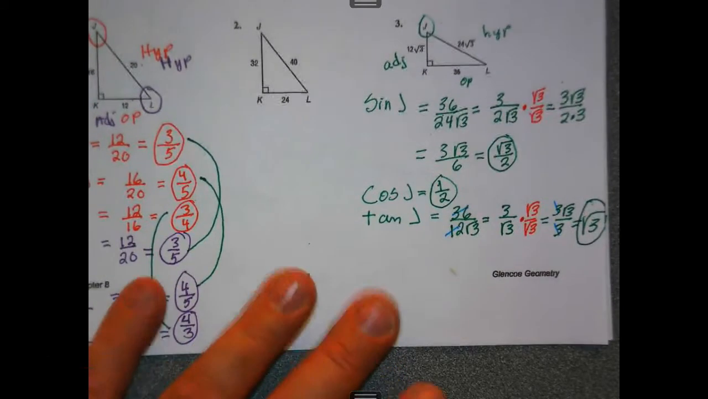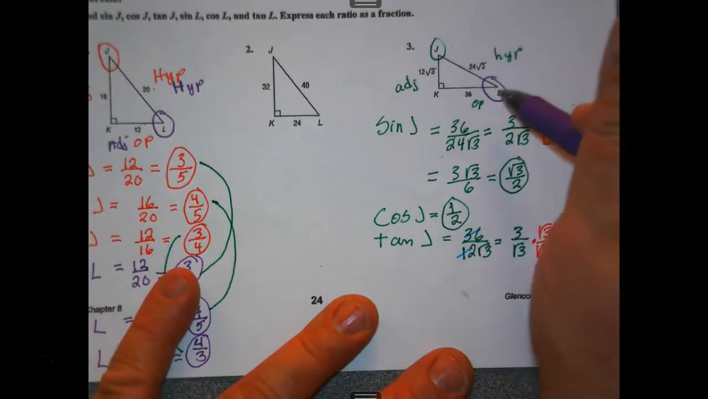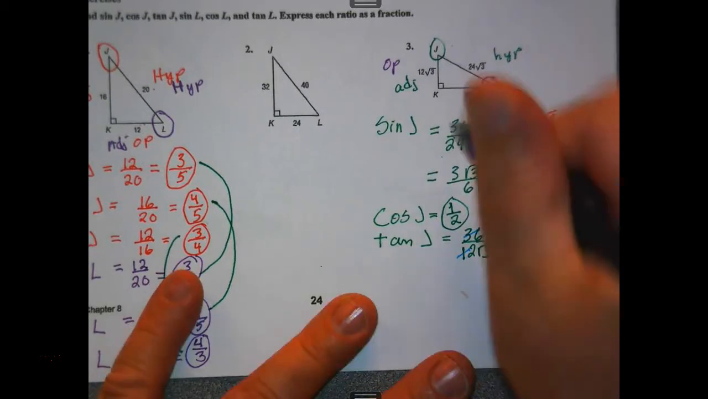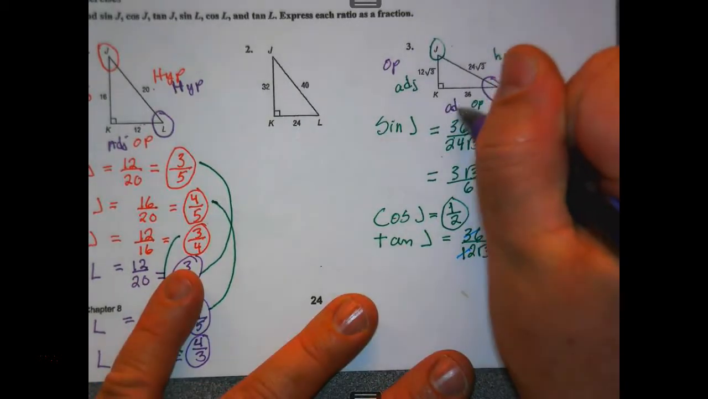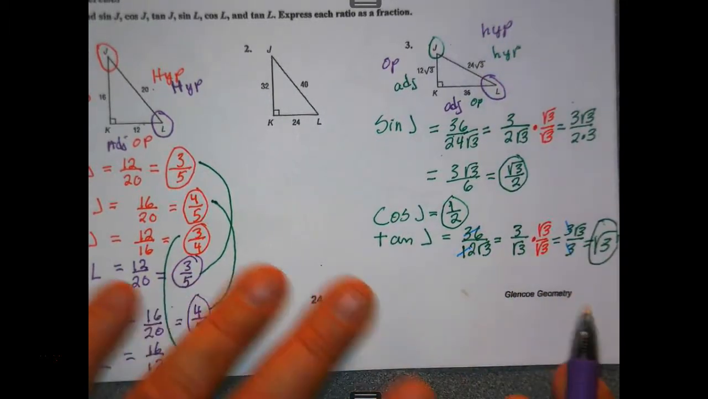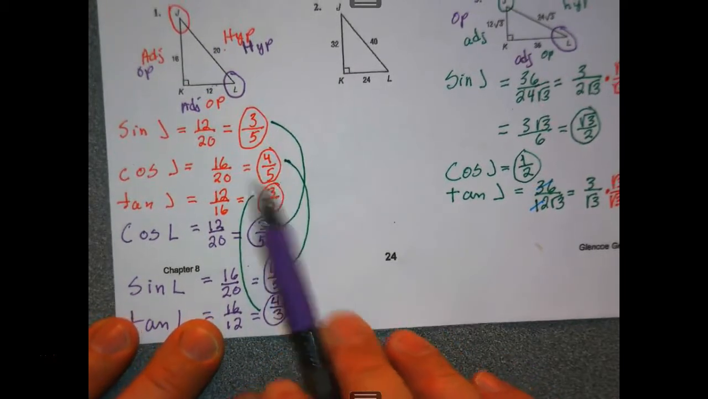Okay, but this one's easy. L. From the viewpoint of L, this is my opposite. This is my adjacent. And hypotenuse is always the hypotenuse, can't change. Now, let's look at our pattern from the previous problem.